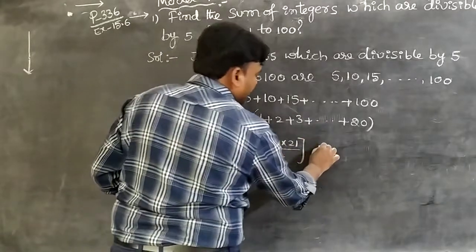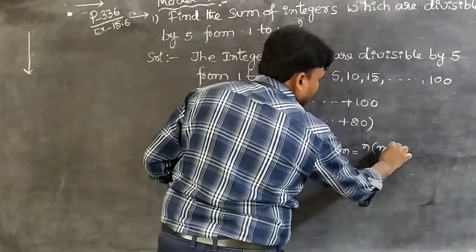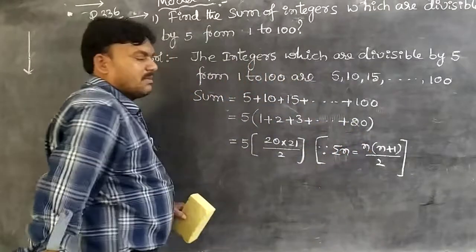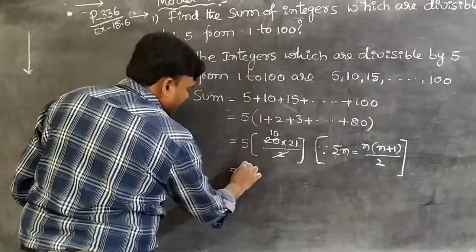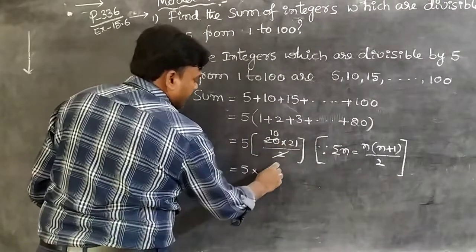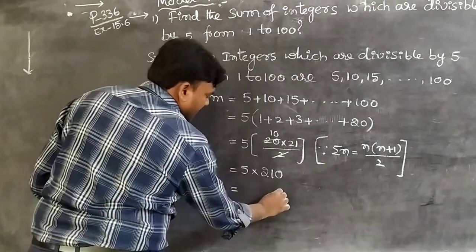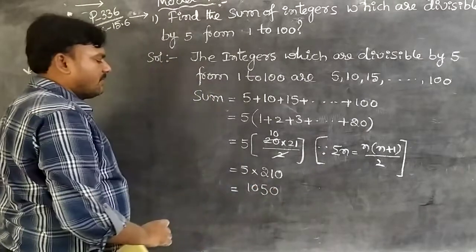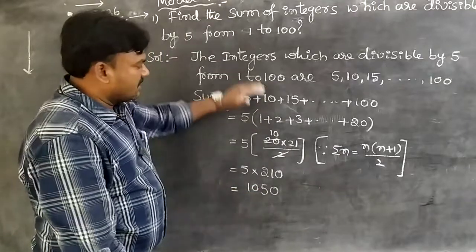So observe the formula: summation n equals n(n plus 1)/2. Okay, here observe, 2 ones, 2 tens. It becomes 5 into 21 tens are 210. Finally, that solution is 5 zeros are 0, 5 1s are 5, 5 2s are 10. So 1050. 1050 is the final solution. Okay, students? This is the way of approach.